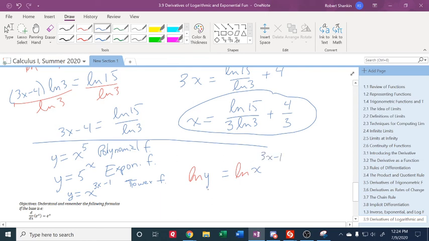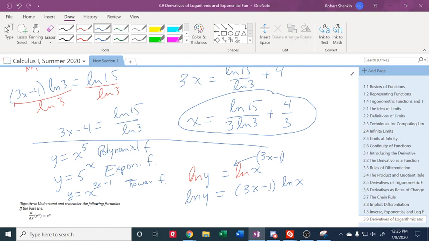Now why do we do that? So that this can come out in front. And then we can deal with it. And that's the only way we know how to deal with these tower functions: take the log of both sides and then bring the exponent down. And then we can have a handle on working with it.